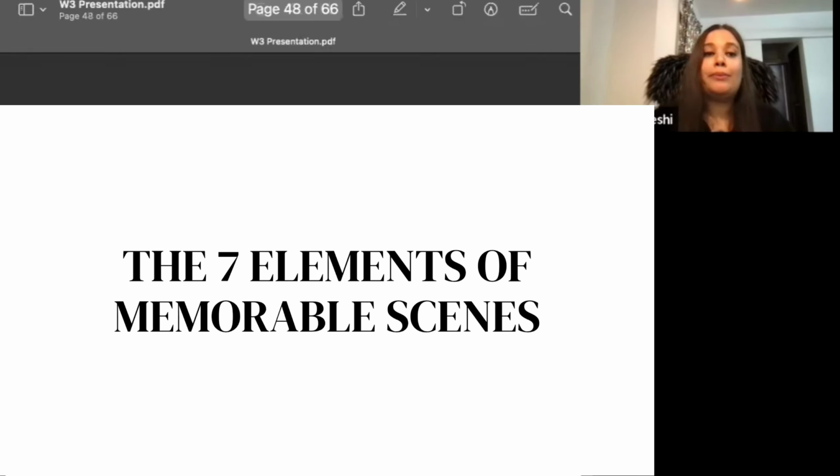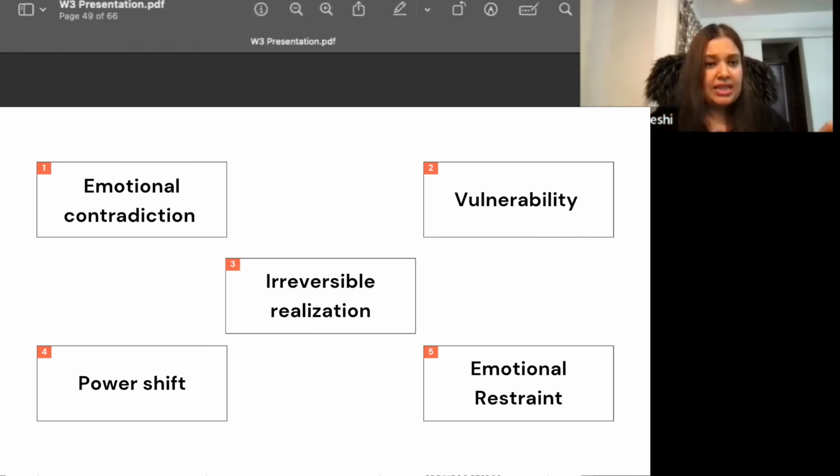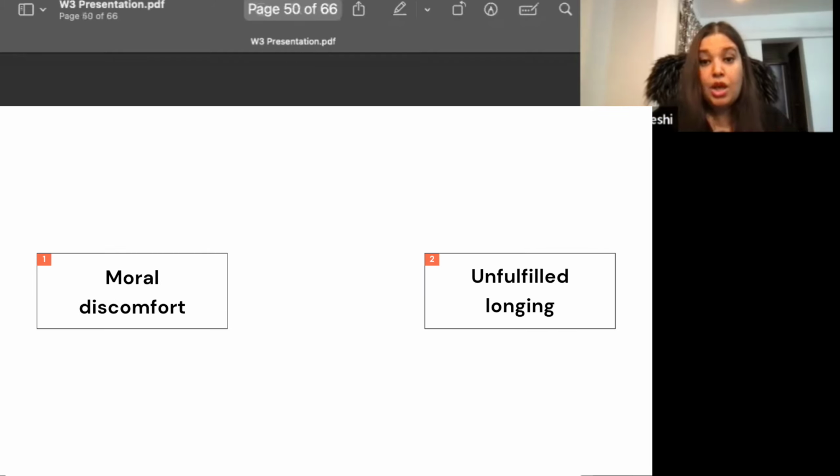So, let's talk about the 7 elements of memorable scenes. Memorable scenes often contain these 7 things: emotional contradiction, vulnerability, irreversible realization, power shift, emotional restraint, moral comfort, moral discomfort, and unfulfilled longing. Now, let's look at them one by one.